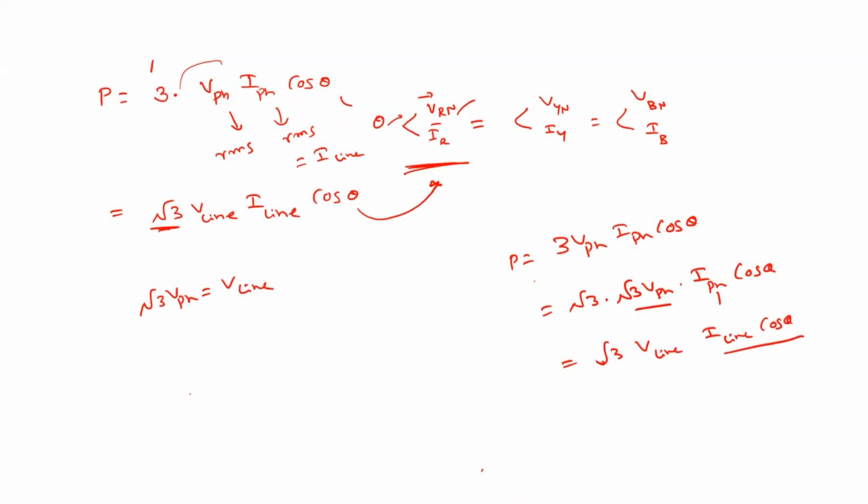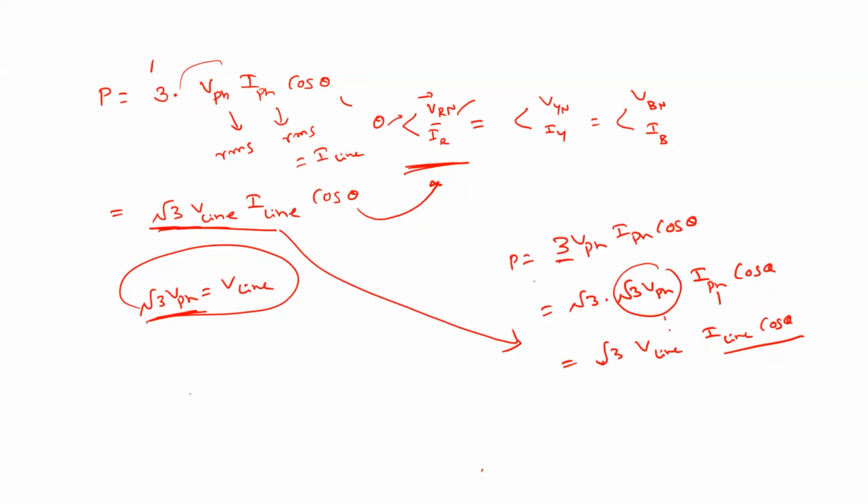Sir, we were asking in this root 3, where did it come from? The bottom line, root 3 into V line, I line, cos theta, right? This one? No, not that, sir, this one. In a three-phase star connection, power is 3 into V phase, I phase, cos theta. That 3 is written as root 3 into root 3. So this root 3 is this one only, right?